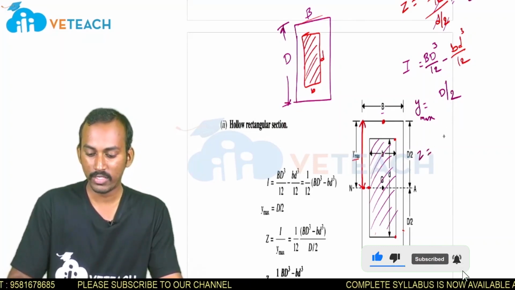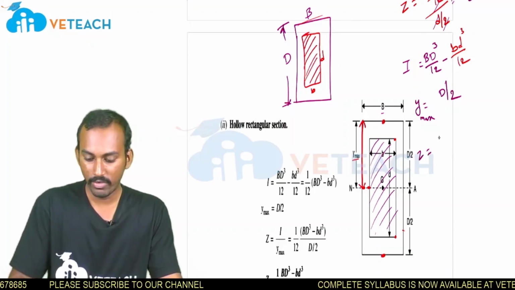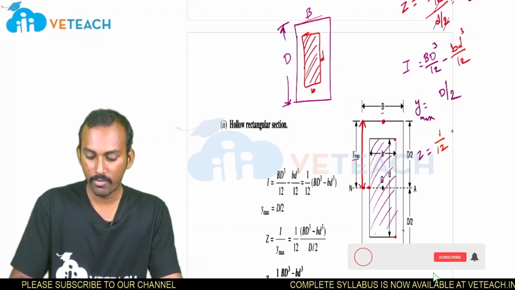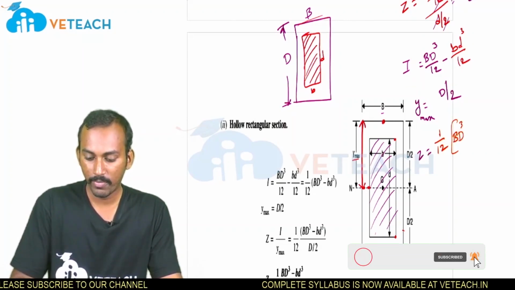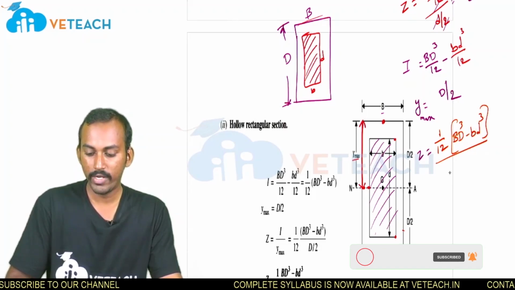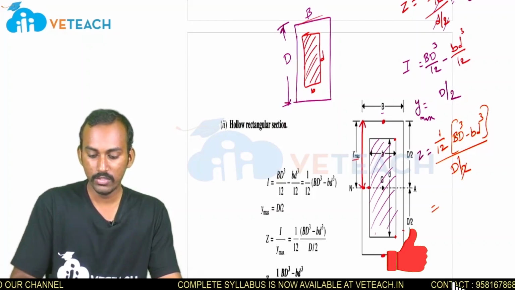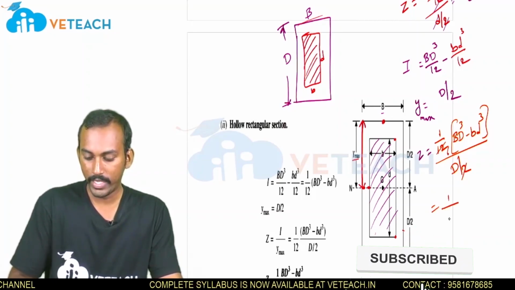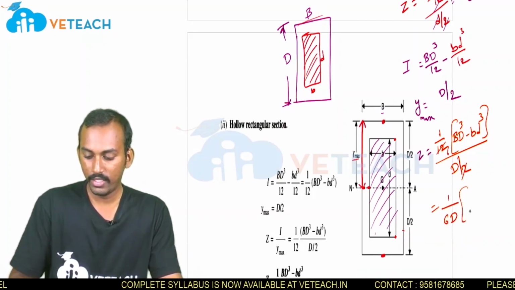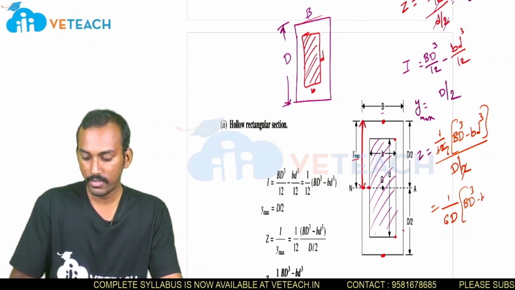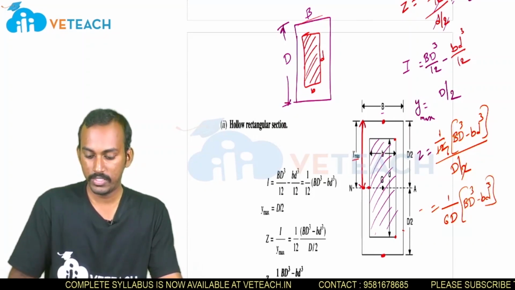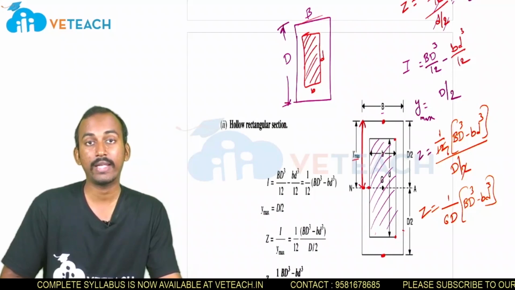So from this equation I can take 1 by 12 as common. So 1 by 12 common into BD cube minus bd cube, divided by again D by 2, the y maximum value. So if you simplify, 2's 6s. So 1 by 6D into BD cube minus bd cube. Okay, so this is the Z value for a hollow rectangular section.